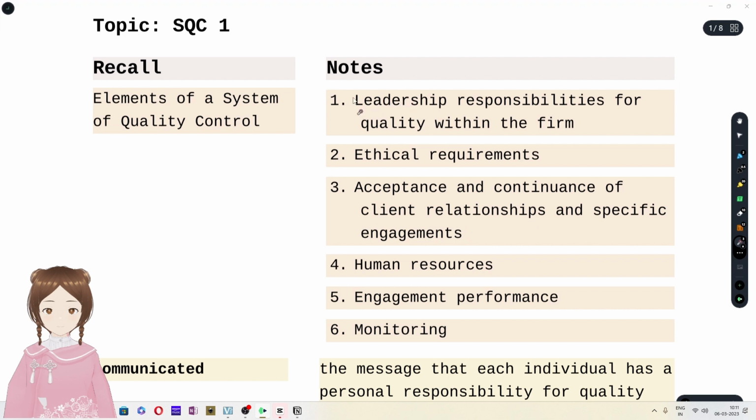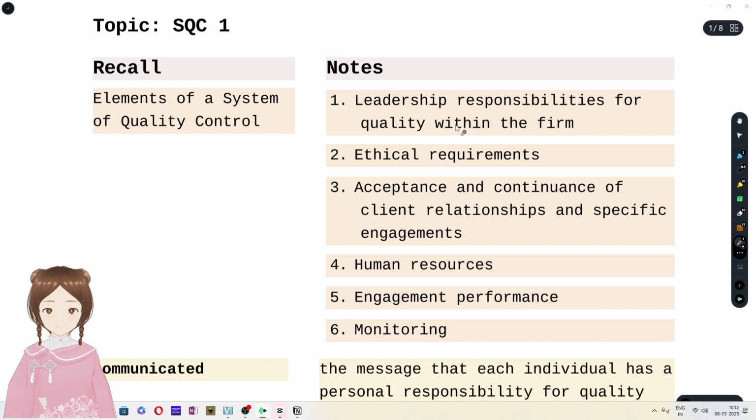You could remember this as the six-point list. It could be asked as a question, and it's very easy to remember. With a mnemonic or without a mnemonic, you could really grasp these points: leadership, ethical requirements, acceptance and continuance of client relationships, human resources, engagement performance, and monitoring.